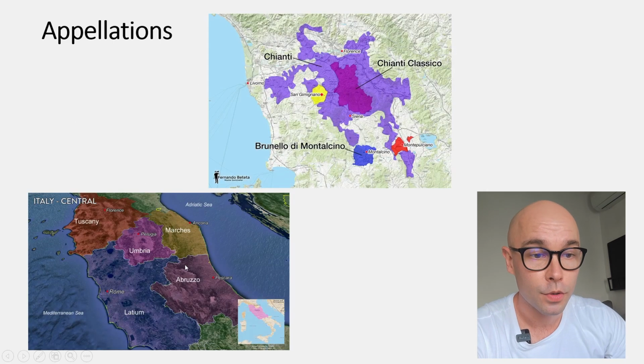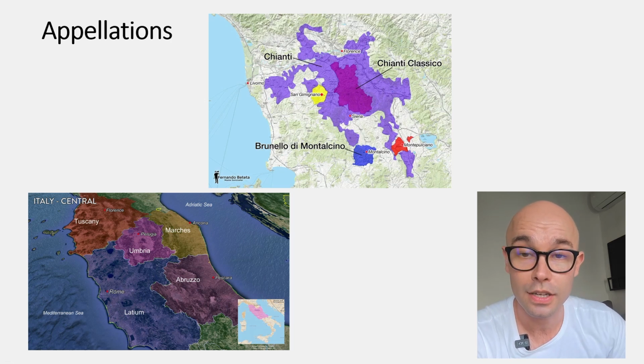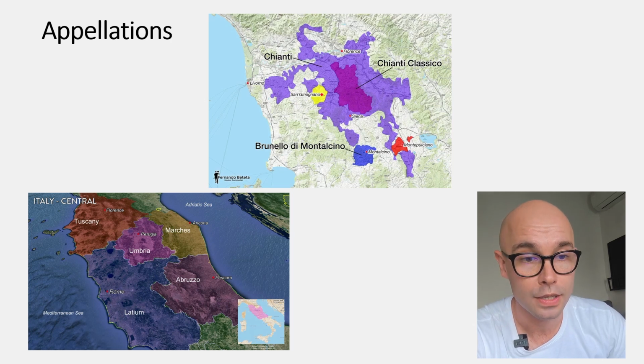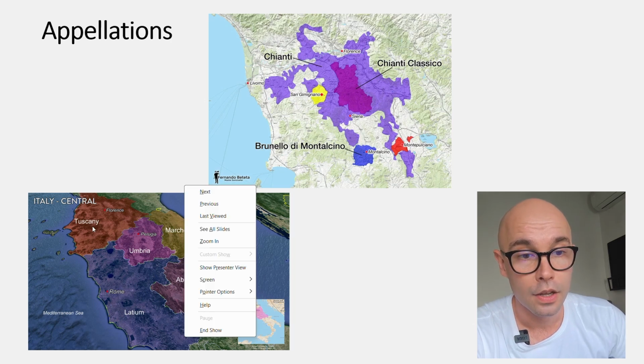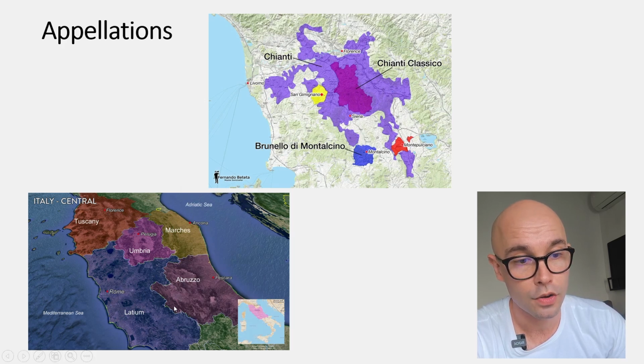Here on the bottom, you can see the central part of Italy. You can see other regions as well. It's not only Tuscany and Abruzzo, but for level 2, you just need to know these two regions. Tuscany here is northwest, and Abruzzo here is southeast.